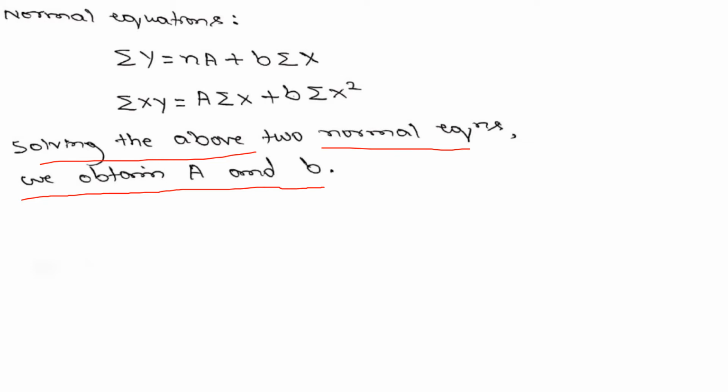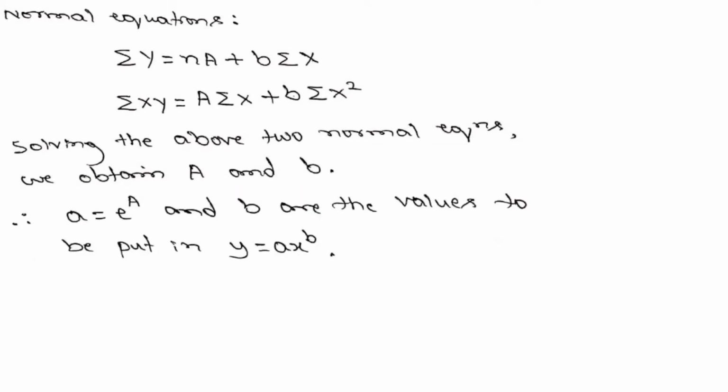Now from this capital A value, we will find the value of small a. How do we find the value of small a from this capital A? Using this expression. If you know capital A value, then small a is nothing but e to the power capital A. You need to remember this. And small b is same as it is. Now the value of a and the value of b we will put here. That will be your final solution.